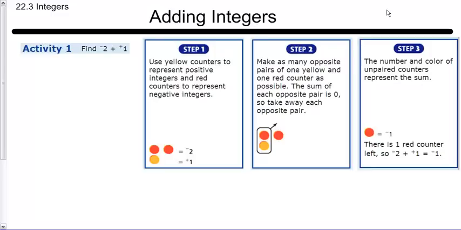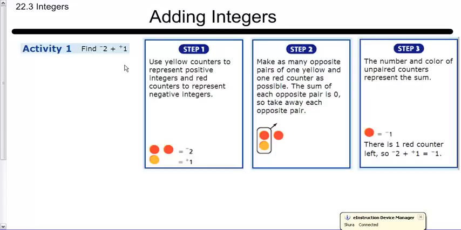Now, what we have to recognize is this, that positive and negative numbers can be added together. Just ask any football player who cares about their statistics. So what we have here, we'll start off with negative 2 plus 1.